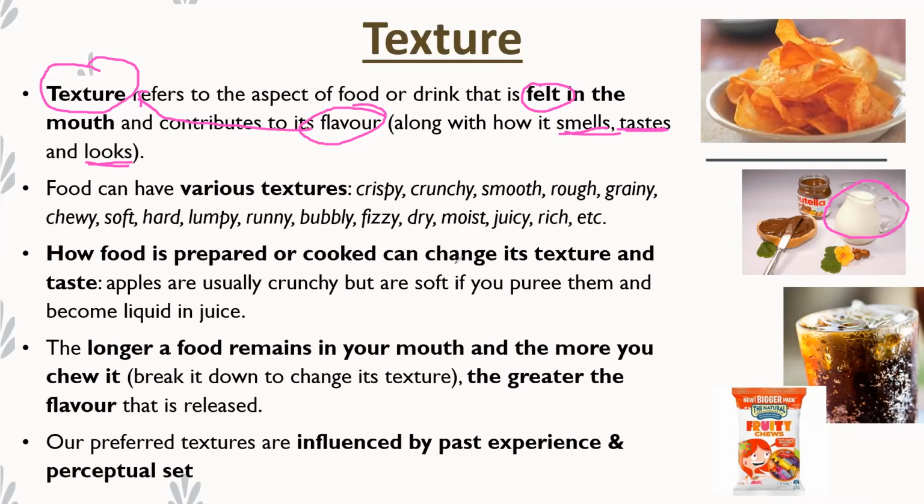Okay, now how food is prepared or cooked can change its texture and taste. So apples usually start off crunchy if you look at the fruit, but if you put them in a blender and puree them for a little baby to eat, they will become really soft and gooey. If you juice them in a juicer, they will become liquid in texture. If you are sauteing some apples with some brown sugar to make apple pie, they'll become quite soft. They'll no longer be crispy. So yeah, it depends. How you prepare a food will change its texture.